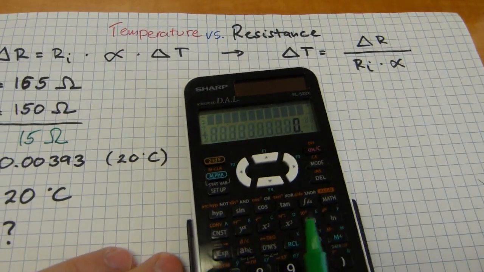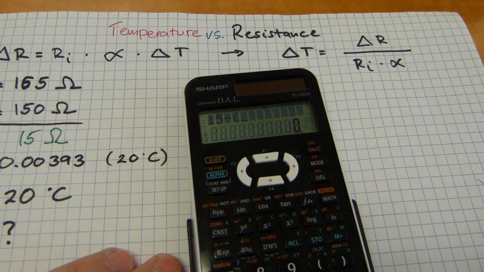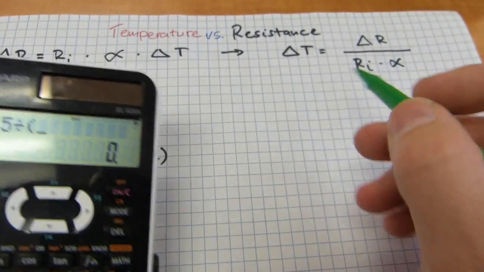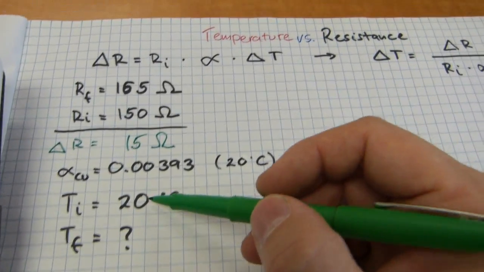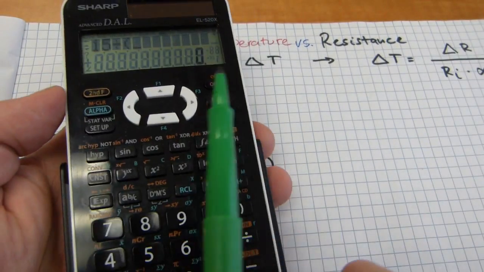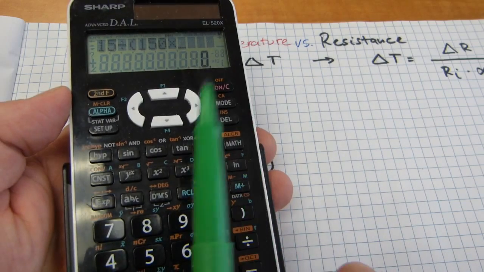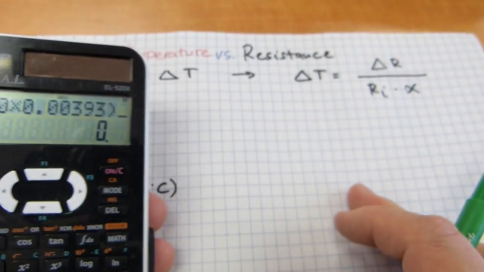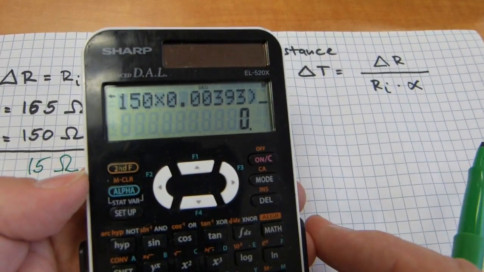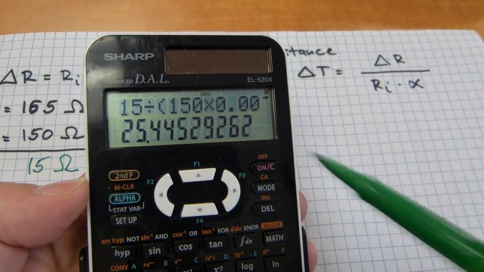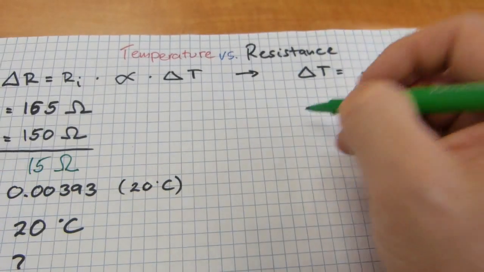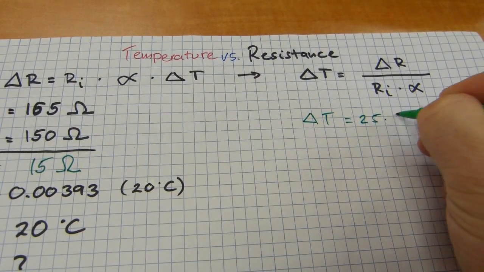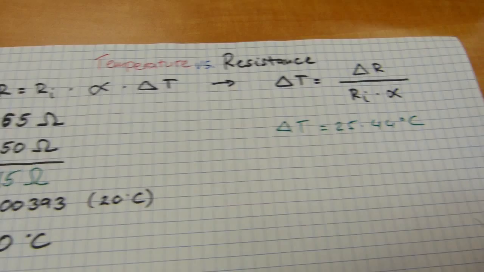So in a calculator, go 15 divided by, and then open a bracket, or otherwise you have to use the memory function of the calculator. Ri was 150 times this alpha number for the copper, that one there, to get us a total of 25.44. Our delta T is 25.44 degrees Celsius.